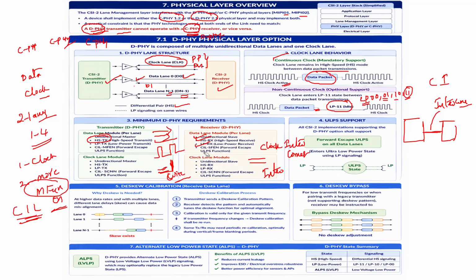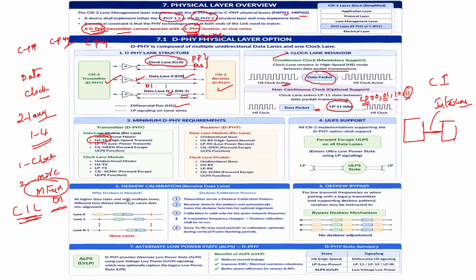And then we also use ultra low power states. That means we use some forward escape functions, and in those we have ultra low power systems. Ultra low power means that compared to low power, even less power is used. That is the purpose of ULPS support. Even with a small power, it will enter the operating condition. So that is ULPS, ultra low power state support.